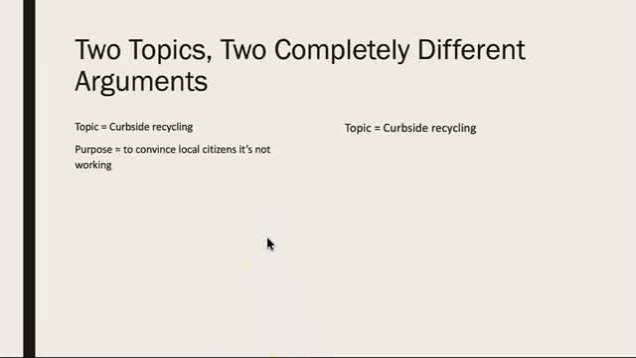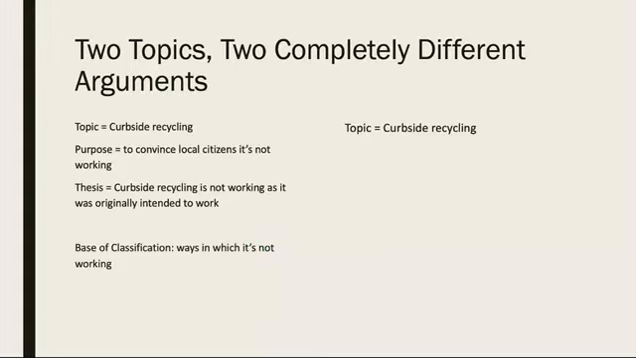So the purpose is to convince local citizens it's not working. And then the thesis would be curbside recycling is not working as it was originally intended to work. The base of classification being ways in which it's not working, right? You can have the same topic, but a different thesis and a different purpose and a different base of classification. You have a totally different essay.